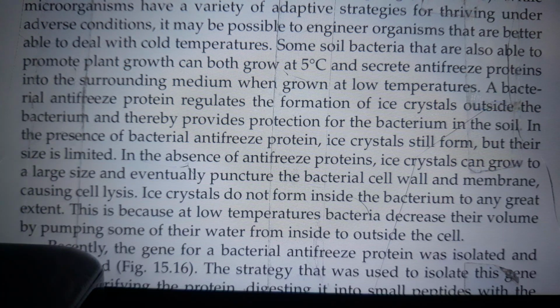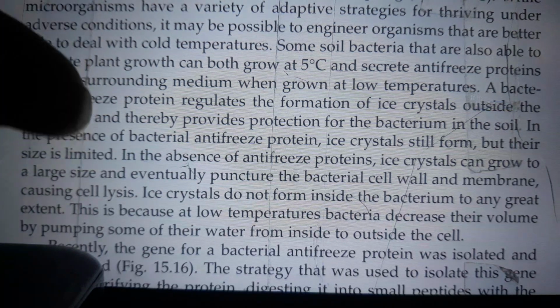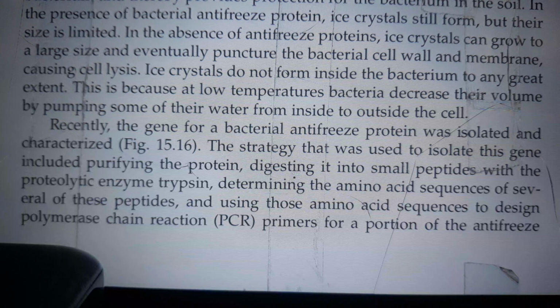In the soil, in the presence of bacterial antifreeze protein, ice crystals still form, but their size is limited. In the absence of antifreeze proteins, ice crystals can grow to a large size and eventually puncture the bacterial cell wall and membrane, causing cell lysis. Ice crystals do not form inside the bacterium to any great extent. This is because at low temperatures, bacteria decrease their volume by pumping some of the water from inside to the outside of the cell.